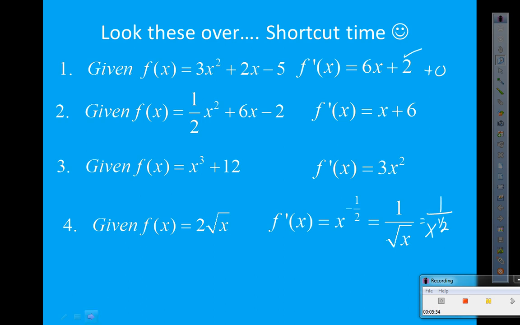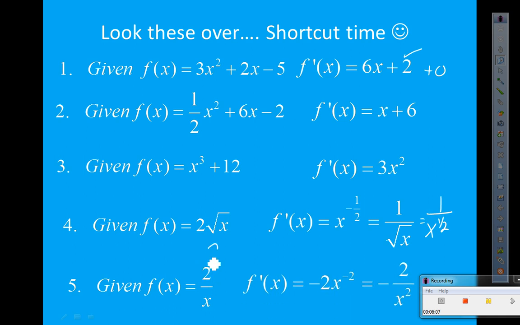2 over x. Some of you have this one memorized already. You know it's negative 2 over x squared. So there's the derivative of it. But here's how come. I'm going to think of this as 2x to the negative 1. I'm going to bring down that negative 1. So I've got negative 2x to the negative 1 minus 1, which is negative 2. So there's where I got my negative 2 over x squared. That's our shortcut to the derivative.